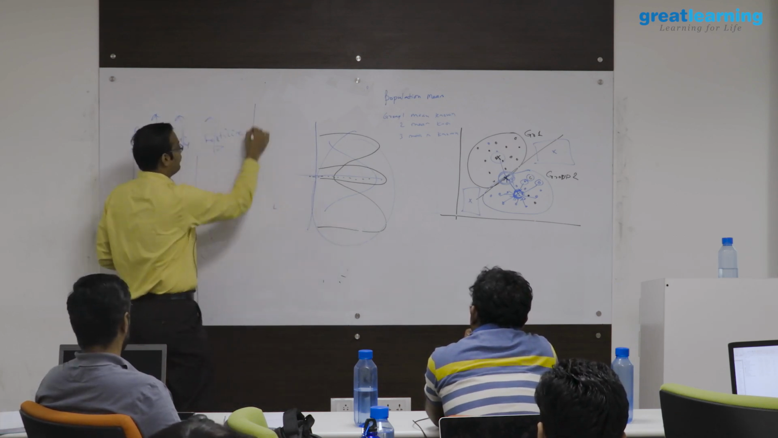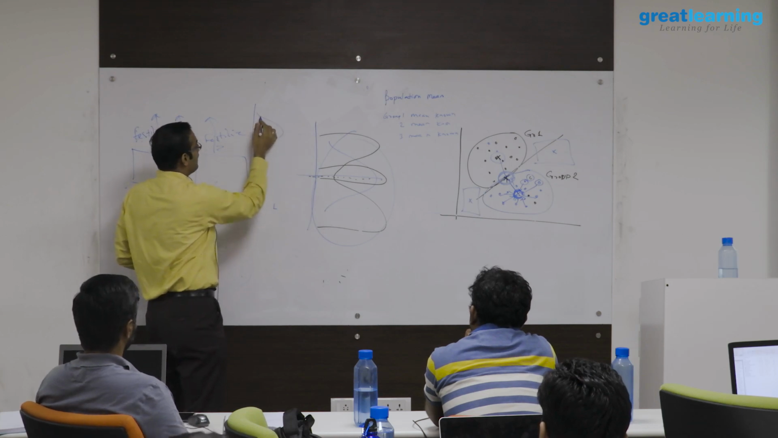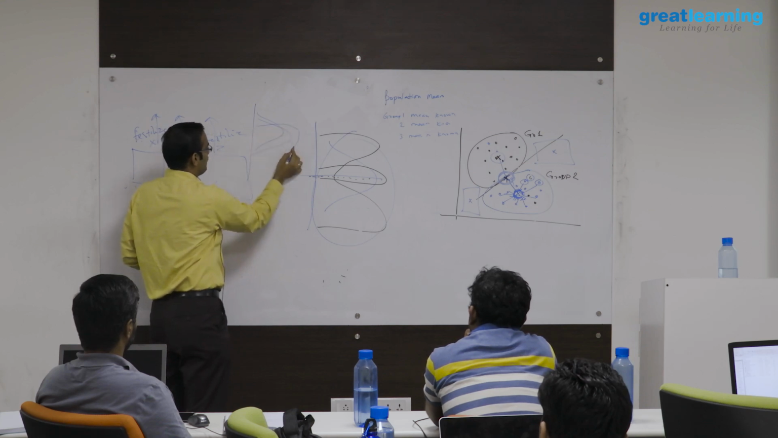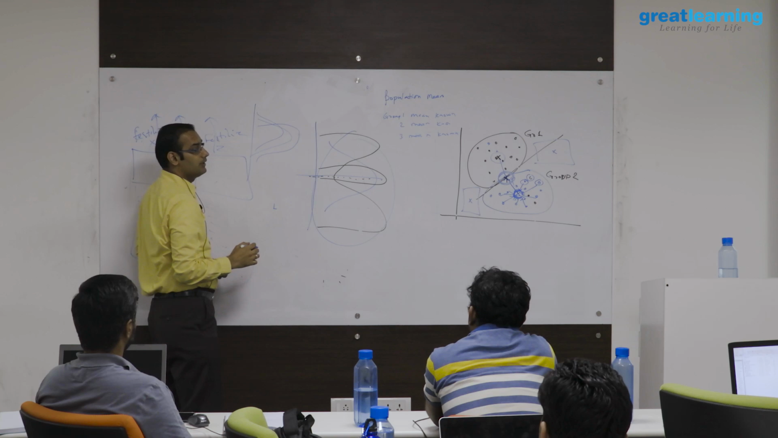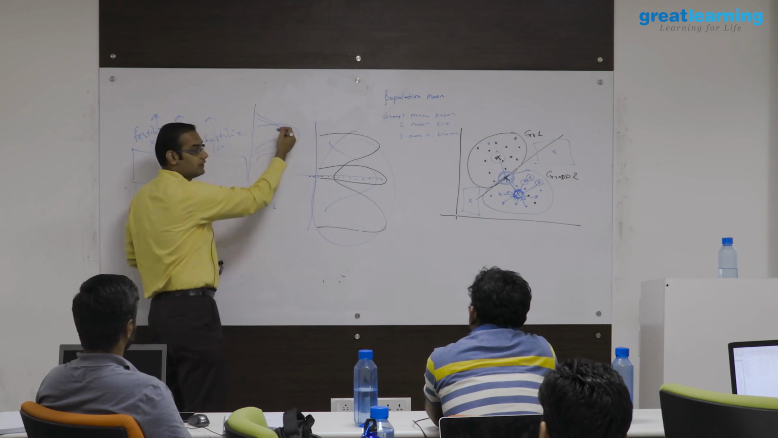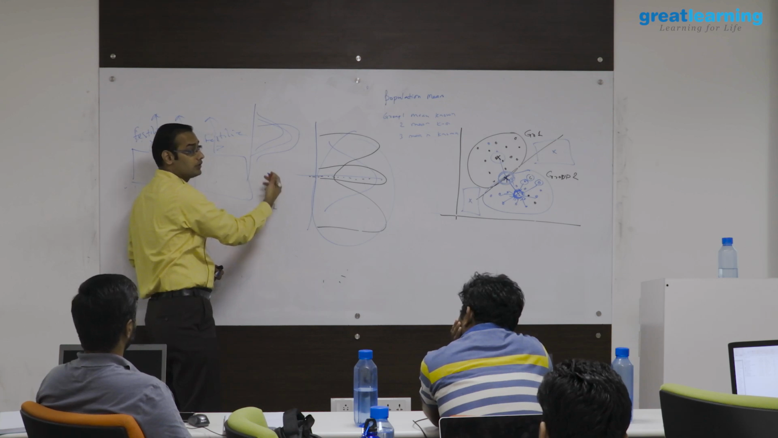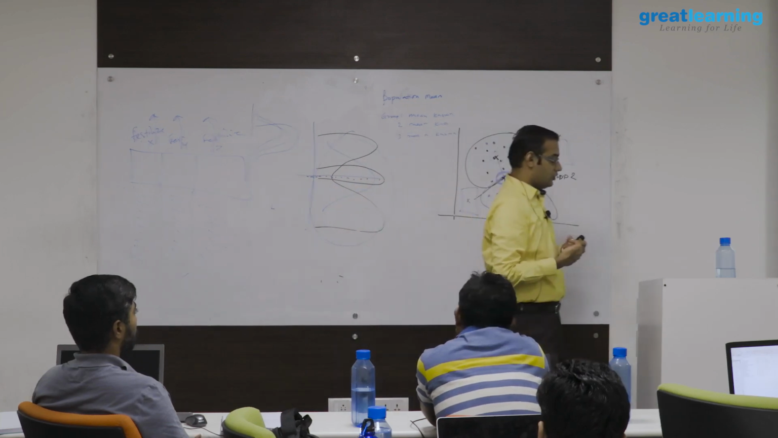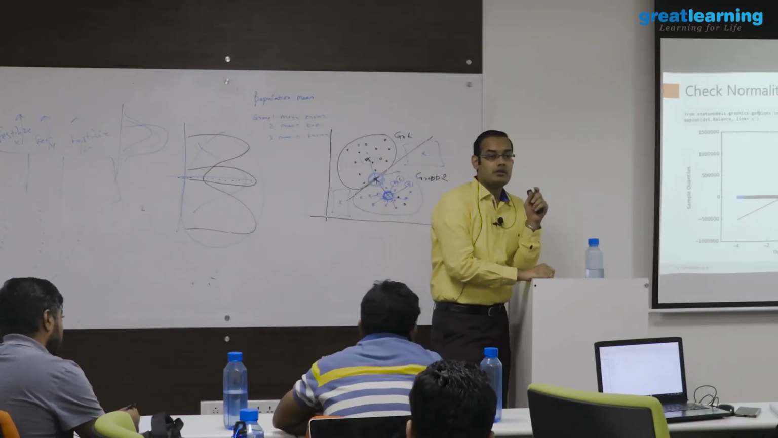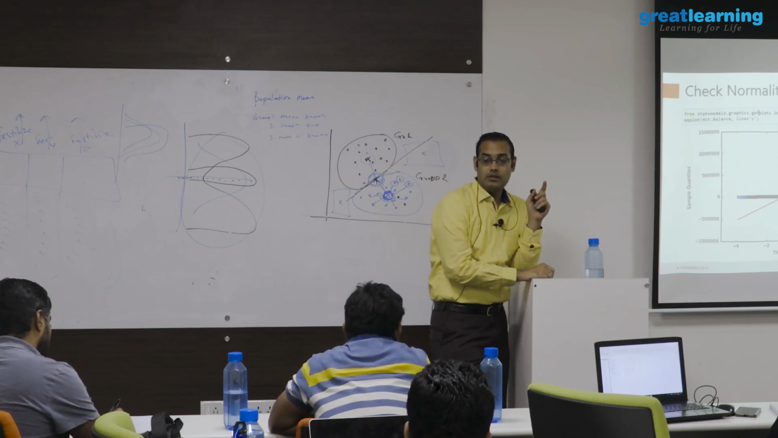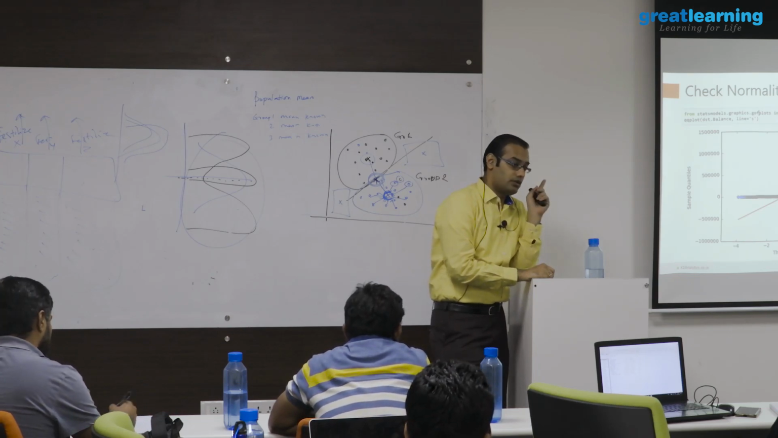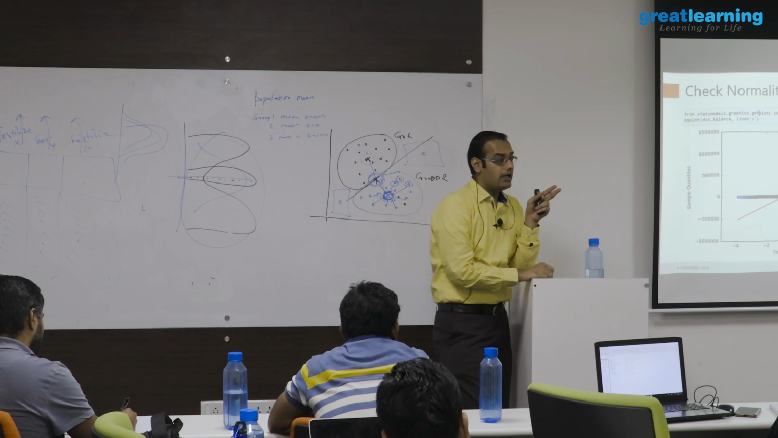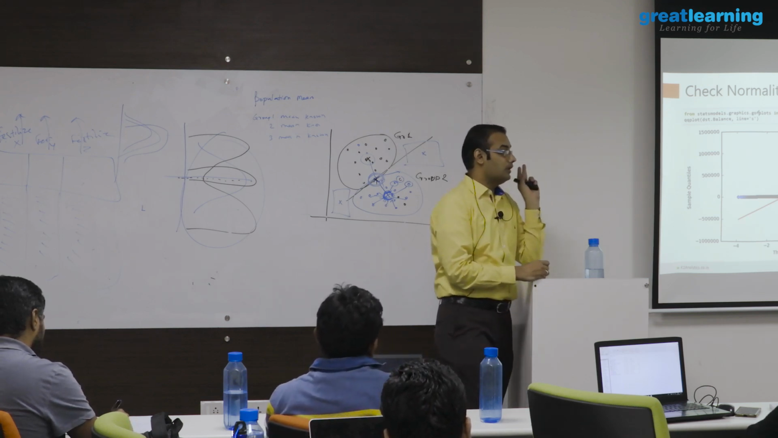I can have a scenario where I have this distribution, I can have a scenario where I have this distribution, and I can have a scenario where I have more or less the same variance, but this may be skewed on one side, and this may not be skewed on the other side. Because of that, the means may still overlap. So the second assumption is, are the variances equal? ANOVA makes the underlying assumption that the data is normally distributed and variance is more or less equal.